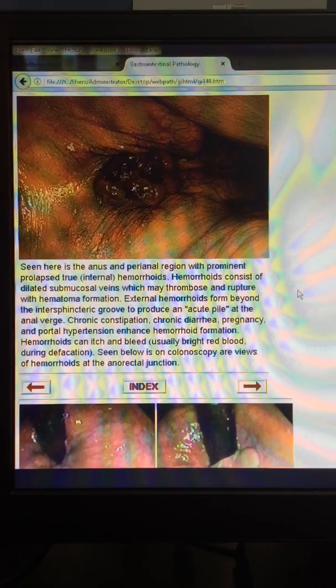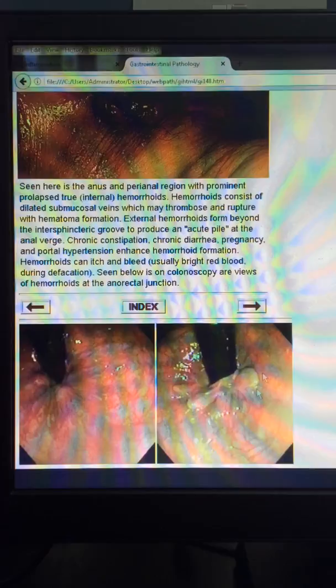Usually hemorrhoids occur as a consequence of chronic constipation, chronic diarrhea, or pregnancy and portal hypertension, due to increased intra-abdominal pressure or increased venous pressure. Clinically, they might present as perianal itching or bleeding per rectum, and usually they appear like these tiny projections on colonoscopy.